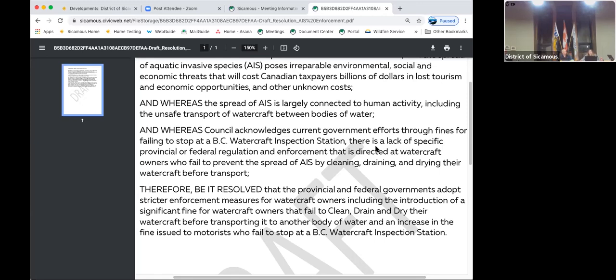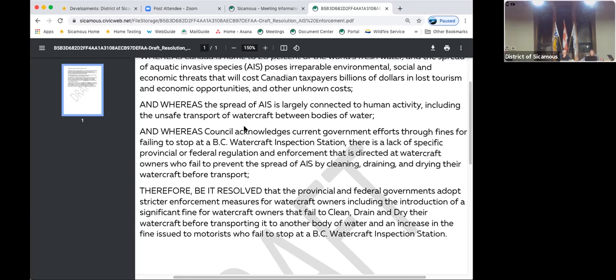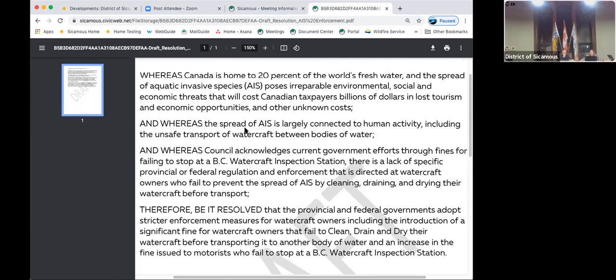Therefore, be it resolved, the provincial and federal governments adopt increased and stricter enforcement measures for watercraft and float plane owners, including the introduction of significant fines for watercraft and float plane owners that fail to clean, drain, and dry their watercraft and or float plane before transporting it to another body of water, and an increase in the fine issued to motorists who fail to stop at a watercraft inspection station. Yeah, okay, I think that's got it.